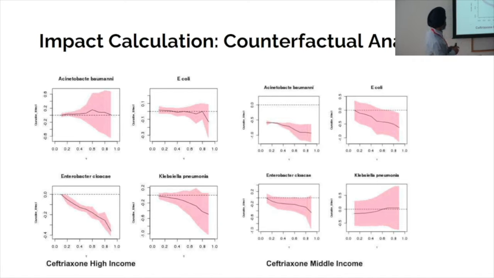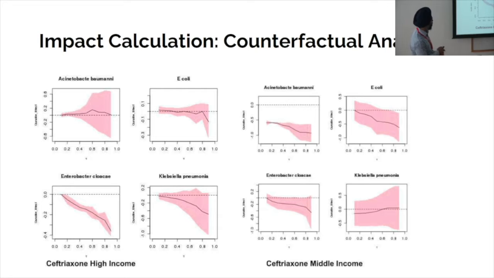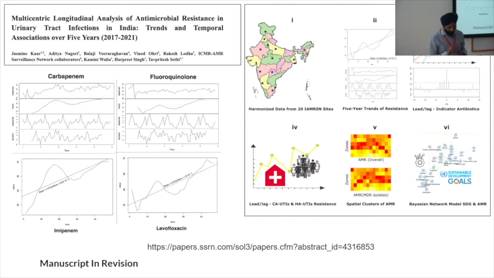What would happen if I changed the level of immunization in high-income countries? What would happen to Acinetobacter baumannii? And what would happen in middle-income countries? Unfortunately, there were very few low-income countries in that. And we immediately see in this trail of analysis that there's a huge difference of effect size that is observed in middle-income countries and high-income countries, essentially indicating the need to make effective interventions in these countries.